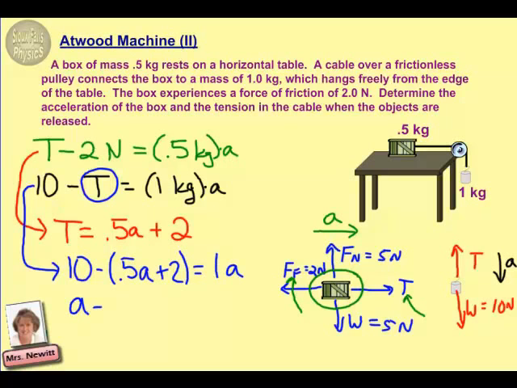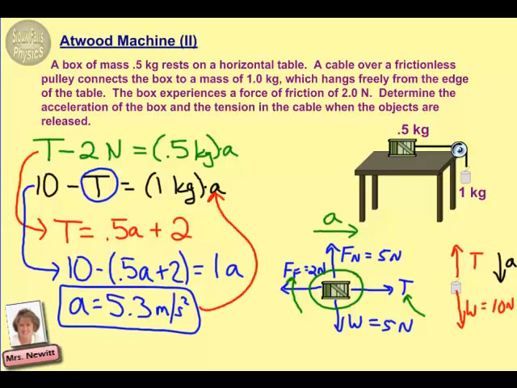Solving that for acceleration, we get 5.3 meters per second squared. Also notice then at this point, we could choose either one of our equations to go back and solve for T. In this case, probably just as easy to take this value for acceleration and plug it in here for a. Then our equation would be 10 minus T, there's our unknown, equals 1 times 5.3 meters per second squared. Solving that for T, we get a value of 4.67 newtons as the tension in the string.